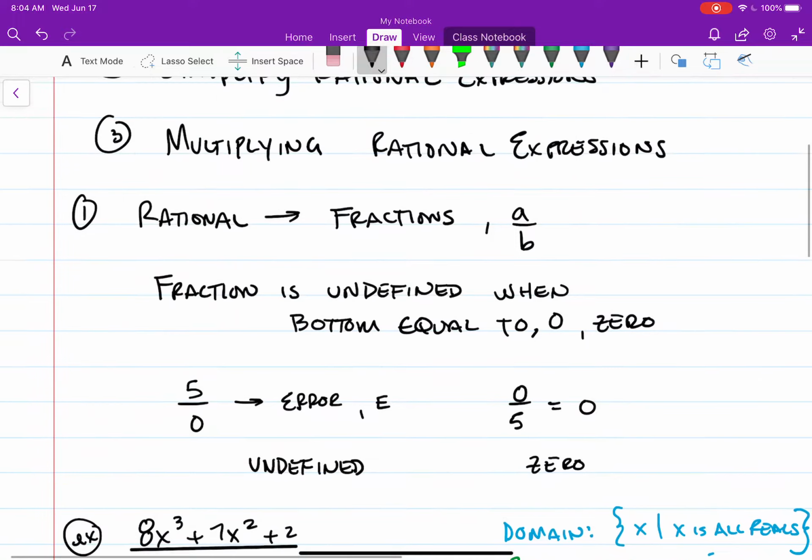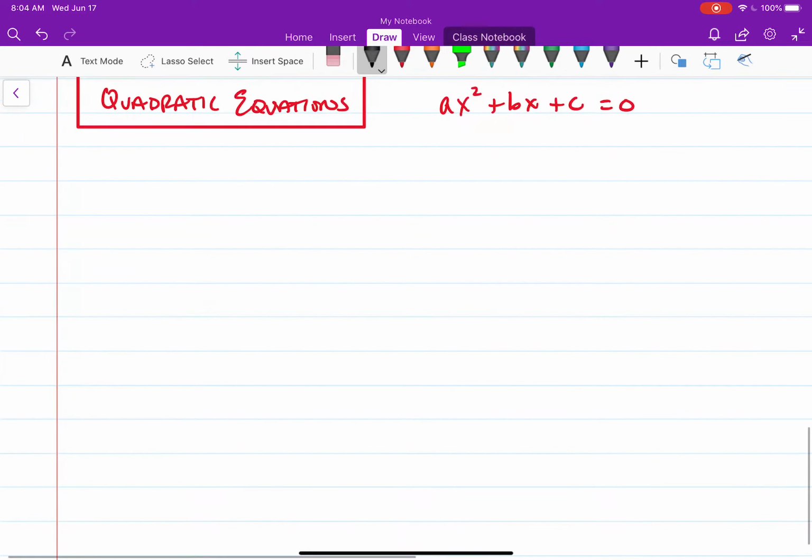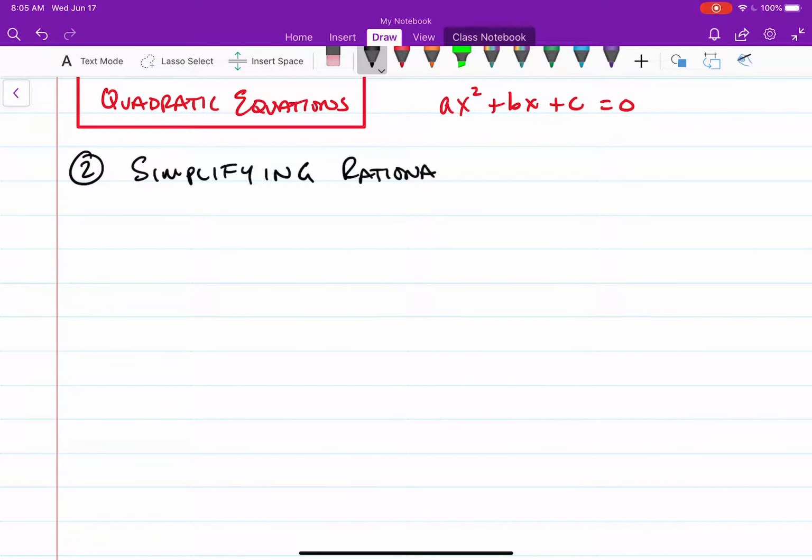So what's 2? 2 is simplifying. So let's talk about 2. 2 is simplifying rational expressions.